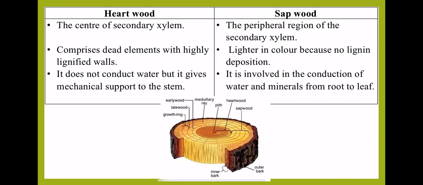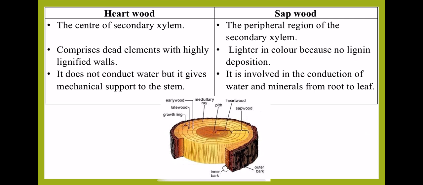Next is the heartwood and sapwood. Heartwood is at the center of the secondary xylem. Sapwood is at the periphery of the secondary xylem. Heartwood comprises dead elements with highly lignified walls. Sapwood is lighter in color because there is no lignin deposition.